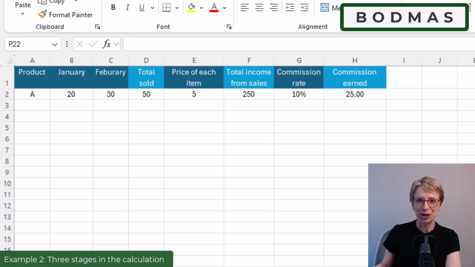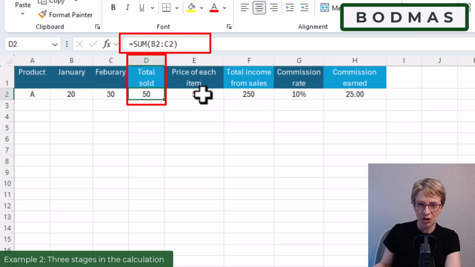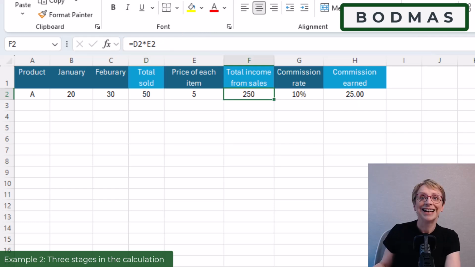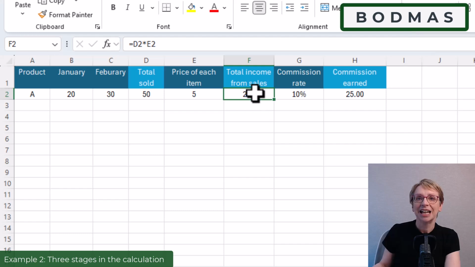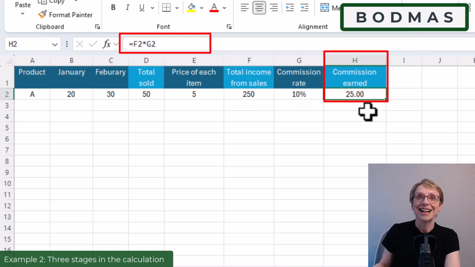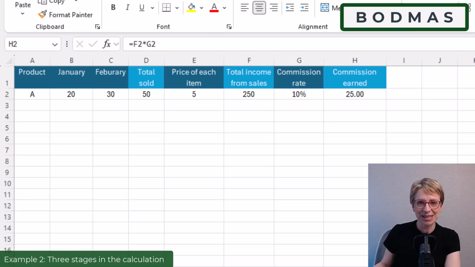In this next example, I want to work out the commission based on 10% of the total sales. If I divide this up into stages and columns, then it's quite easy to follow the formula. Here I am summing B2 and C2 to get the total sold. I take that value and multiply it by the price of each item to get the total income from sales. Then from that resulting figure, I take 10% to get my commission earned figure. Laying it out this way, I can see that there are 3 steps in the calculation.